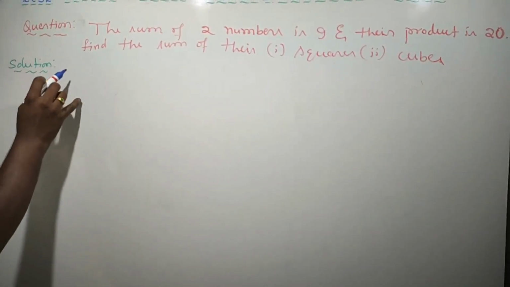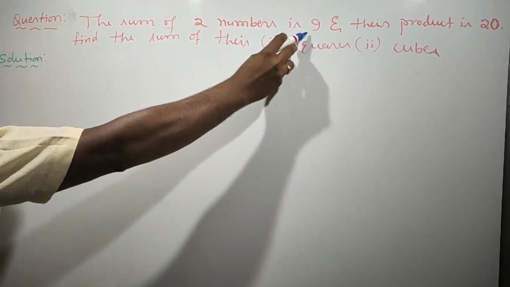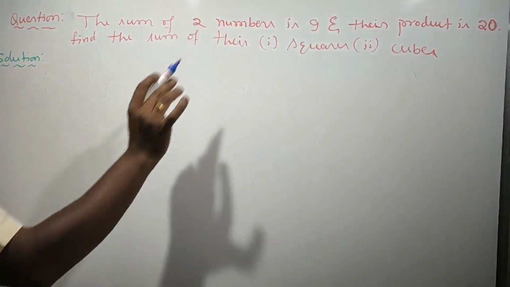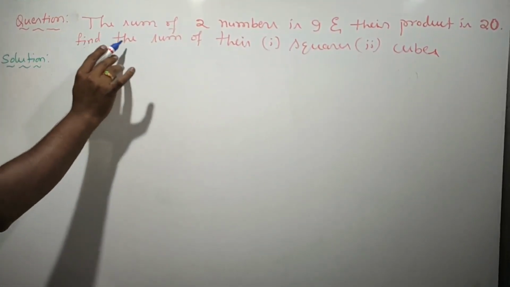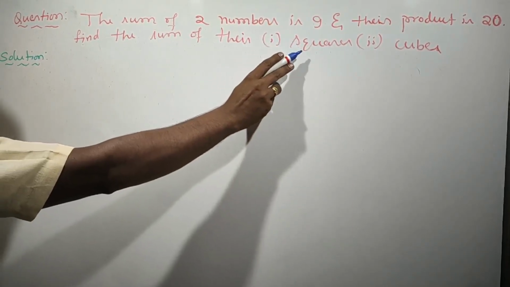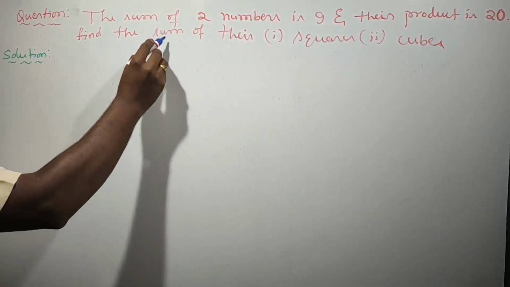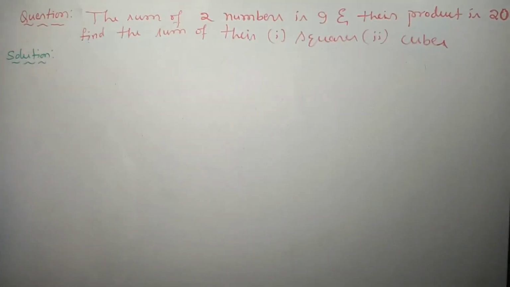Now one more question, children. The sum of two numbers is 9 and their product is 20. Find, case number 1, the sum of their squares, one question. Another question, the sum of their cubes.